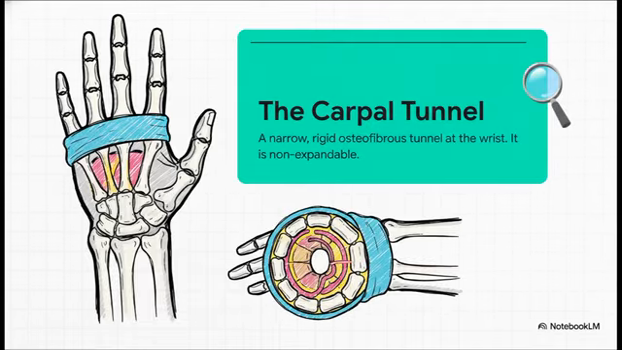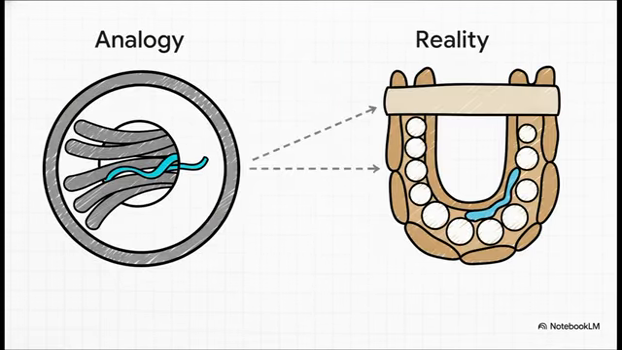So, let's connect our little analogy to your actual body. This rigid tunnel, it's a real thing. It's called the carpal tunnel. It's formed by the bones of your wrist on the bottom and sides, and this really tough strap called a ligament right on top. And just like our model, it's a fixed space. It does not expand.